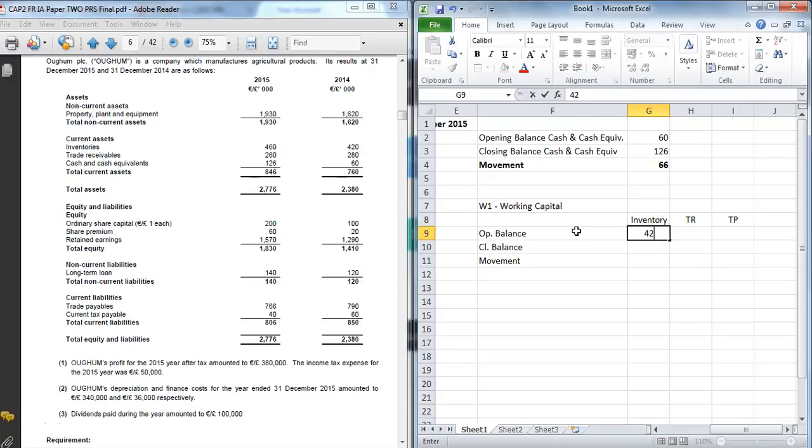The opening balance was 420 for inventories, and it's gone up to 460. The opening balance on trade receivables was 280, and now it's gone down to 260. And trade payables, opening balance was 790, and that's also gone down to 760. So that's the most straightforward thing initially. And then you're trying to get the movement. So it's just the closing balance minus the opening balance.